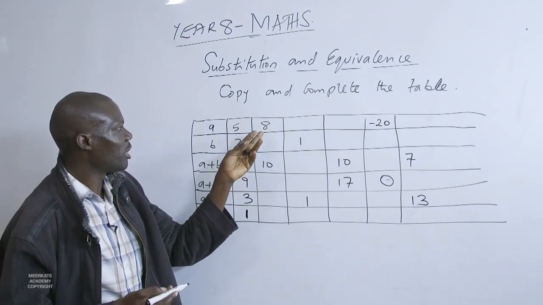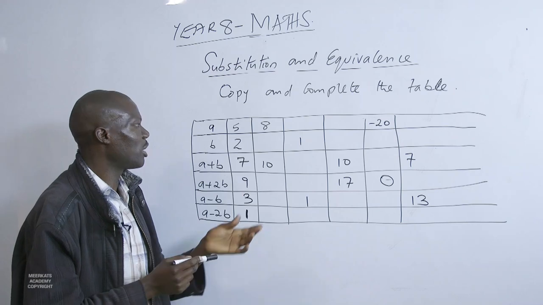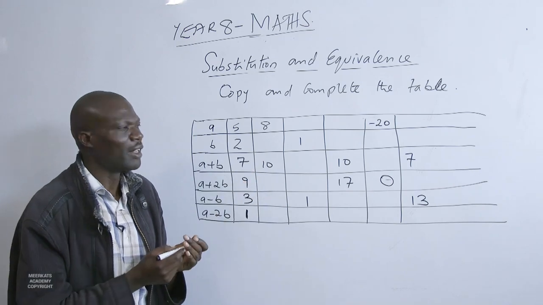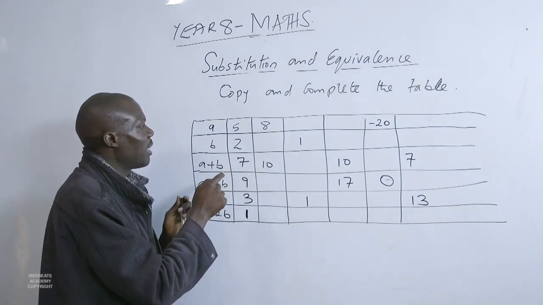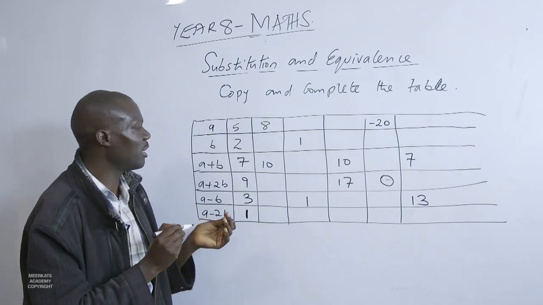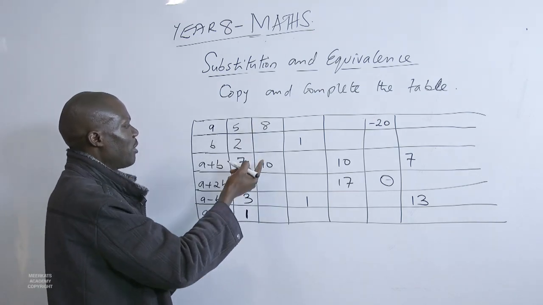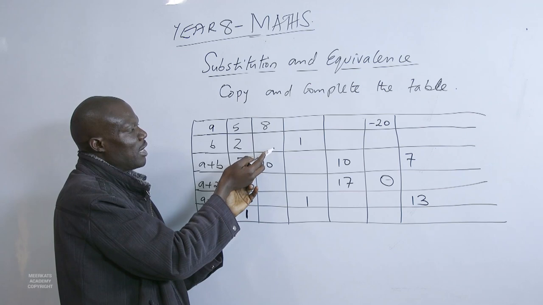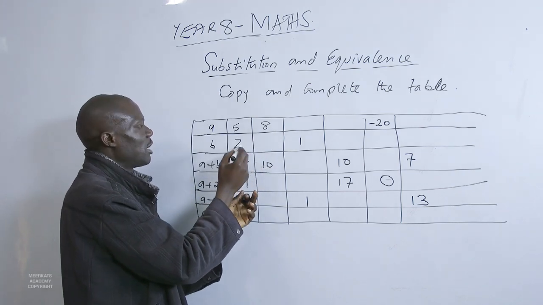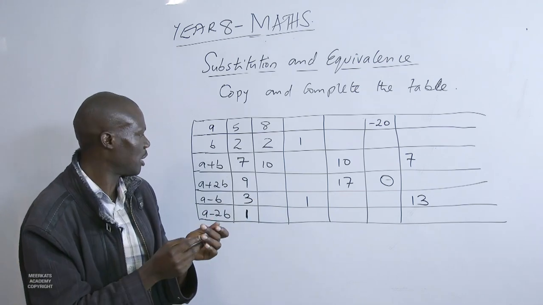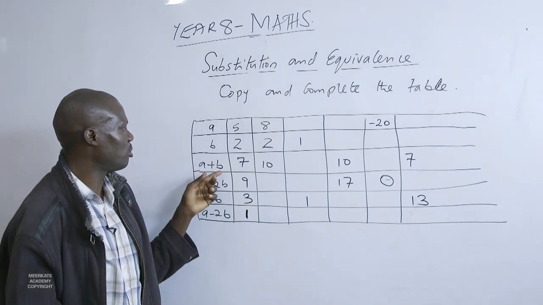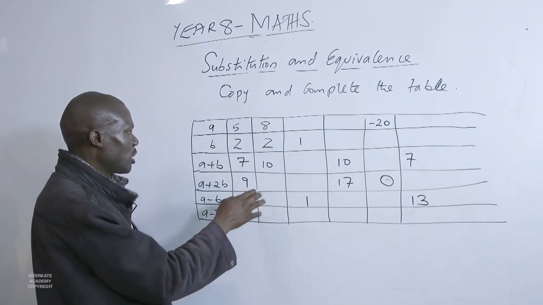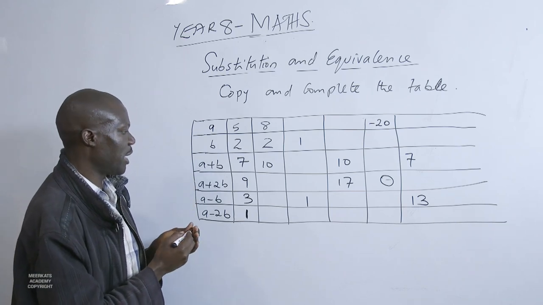The second part, we've been given A as 8. We have not been given B, but we have been given A plus B. So if A plus B is 10 and A is 8, then it means that 10 minus 8 should give us B, which is a 2. Let's confirm, is it correct that A plus B is 10? That is 8 plus 2 is 10. That's true.